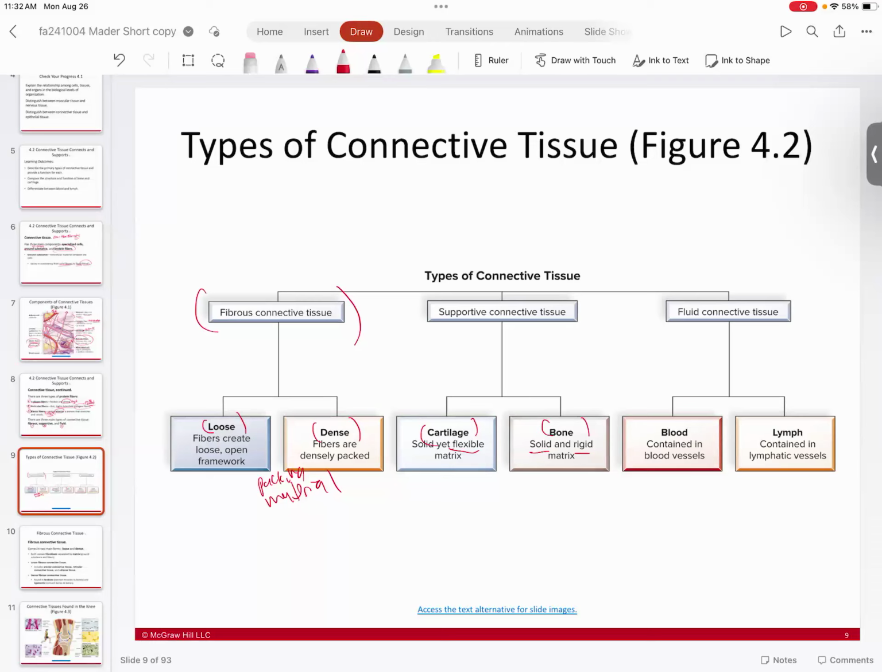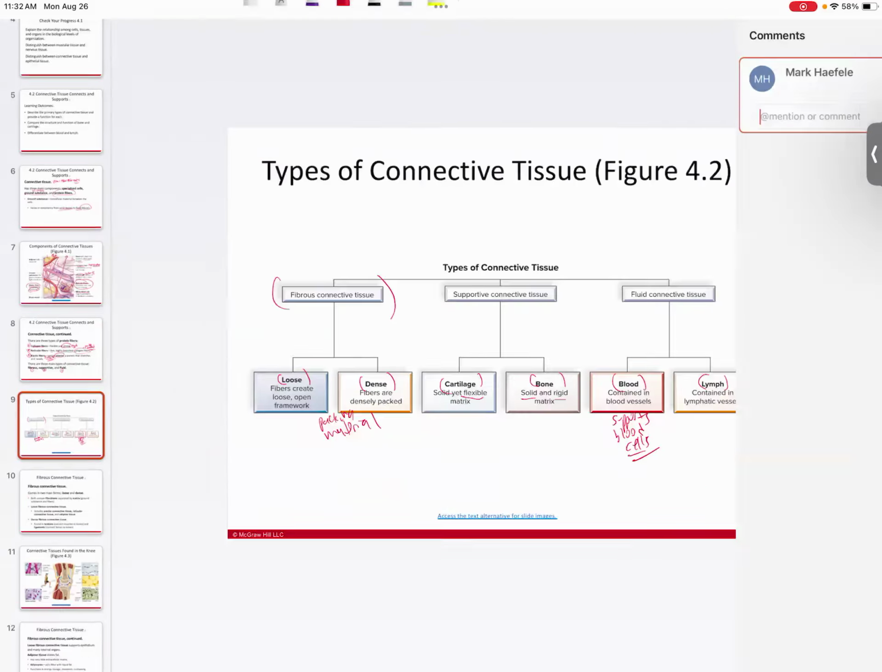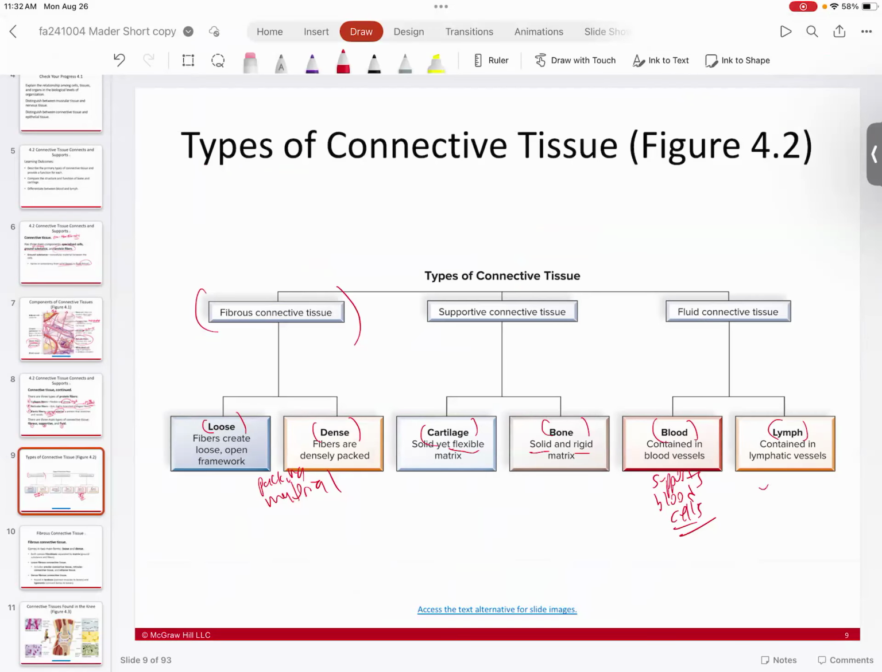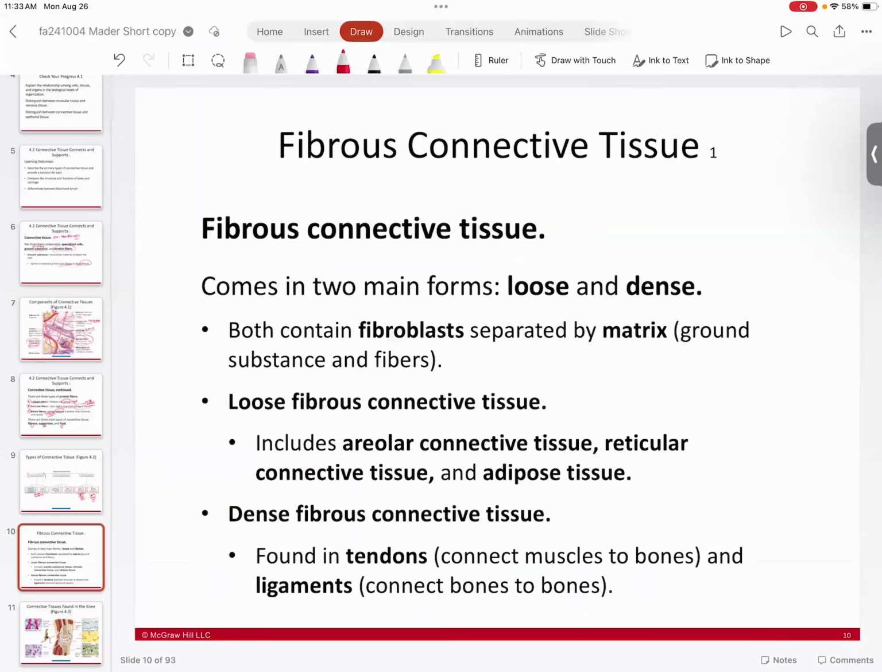And then the fluid connective tissues come in two different types. You have blood, which basically supports the cells in your blood. And then you have lymph, which is another type of connective tissue. And this is going to support your immune cells, like your white blood cells, for instance. And so those are going to be your three main branches of connective tissue. Now let's take a look at each one in turn.